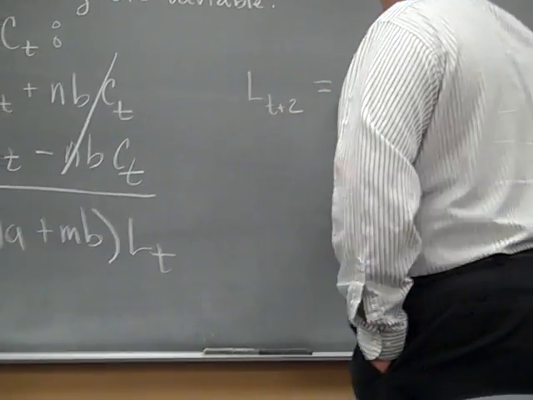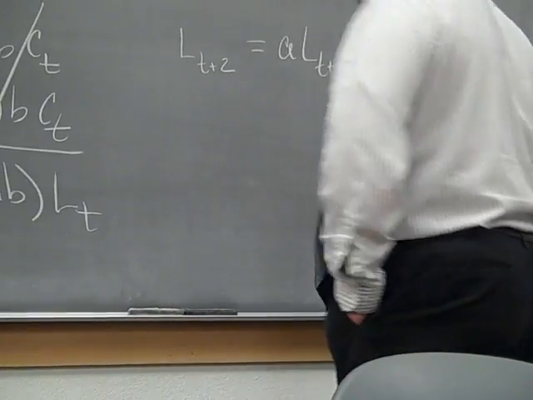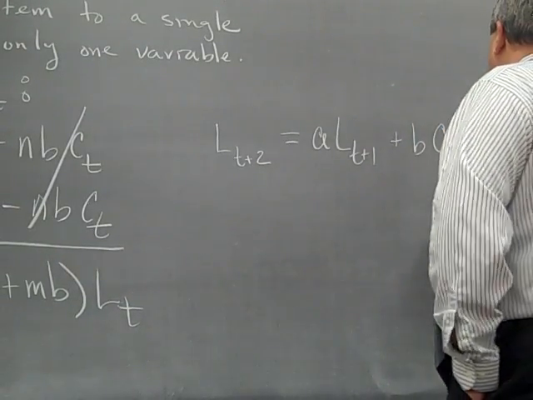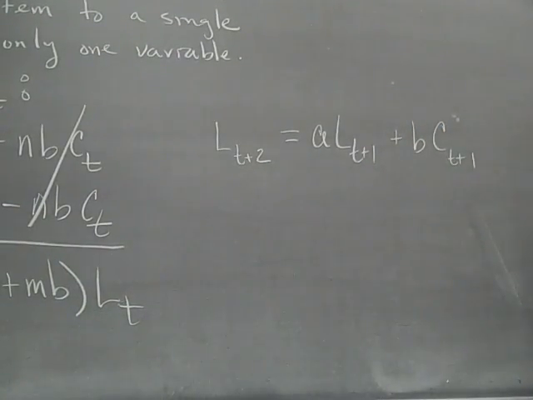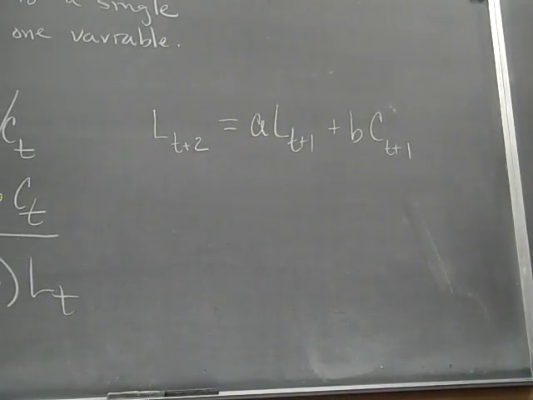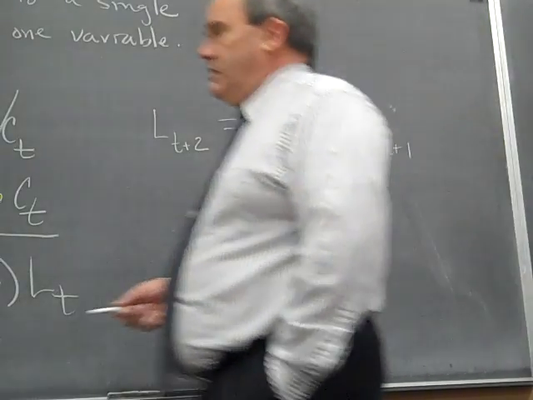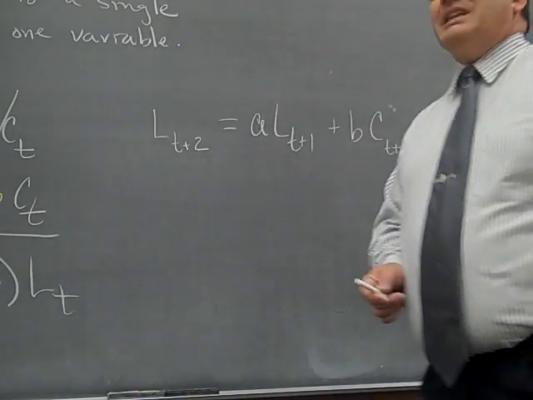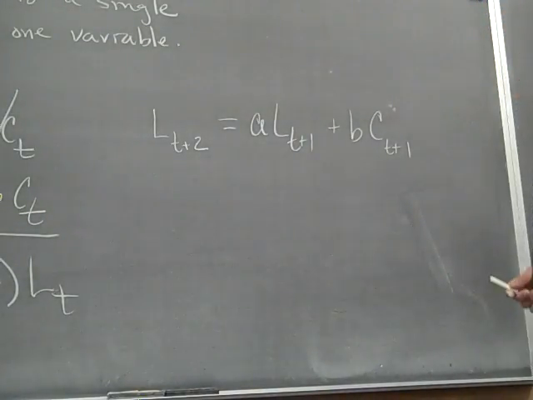L sub t plus 2 is equal to a times L sub t plus 1 plus b times c sub t plus 1. Any questions about why that's true? And now I can solve. I'm trying to get rid of a L sub t plus b times c sub t plus 1.